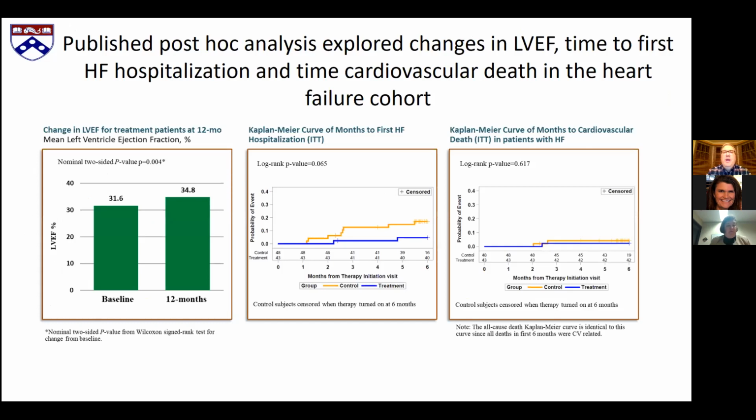We also did a post-hoc analysis looking in the heart failure cohort on changes in ejection fraction, time to first heart failure hospitalization, time to cardiovascular death in the heart failure population. And what you'll see is that from baseline to 12 months, there was an improvement in ejection fraction. You know, this was seen in pilot data for CANPAP and for the ASV device, that the ejection fractions go up a little, similar to what we see when we start a beta blocker.